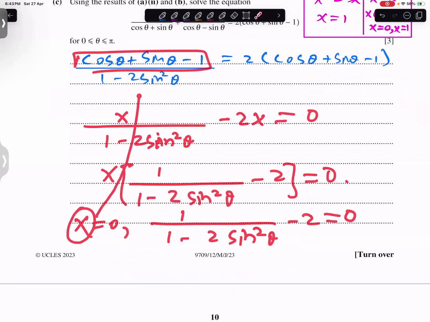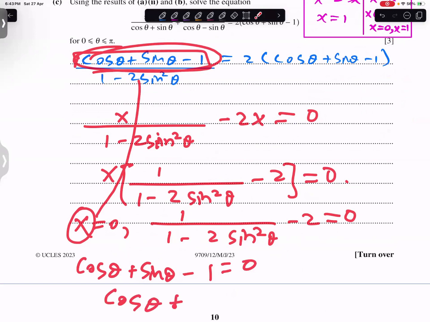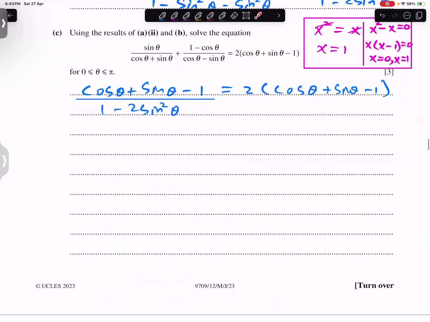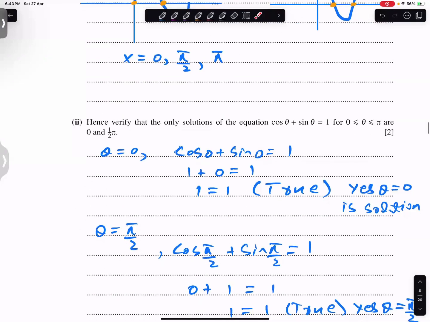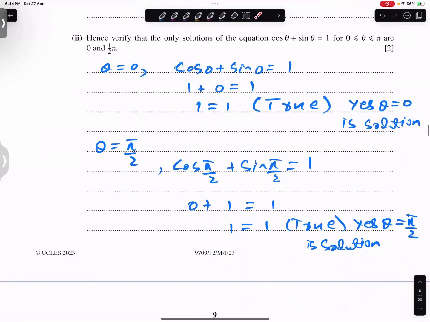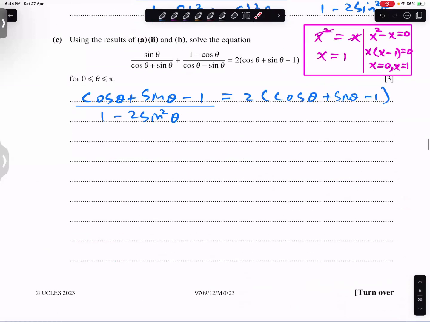So what was your x? Your x was this thing. So cos theta plus sine theta minus 1 equal to 0. So cos theta plus sine theta equals 1. So I'm going to do this thing, and let me see the previous part. Okay. So let's bring the bracket on the left side and then take common and then equate it 0. So you will get cos theta plus sine theta minus 1 equal to 0. So cos theta plus sine theta is equal to 1.